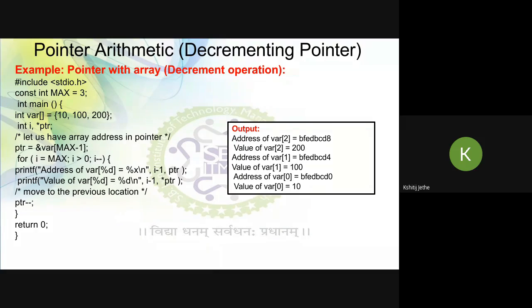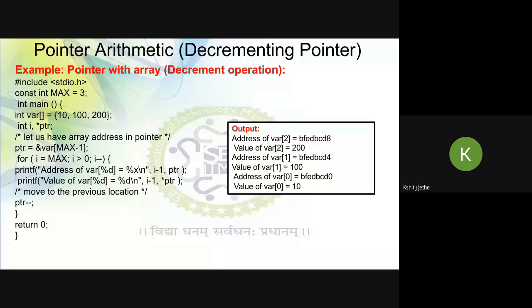Now i is 2, 2 is greater than 0, so the condition is true. Then we are printing the ptr address. As you can see in the output, this time the address is BCD4. Initially it was BCD8, now it is BCD4, so the address has changed by 4. Then we print the value. The value stored there is 100, which is there in the output.